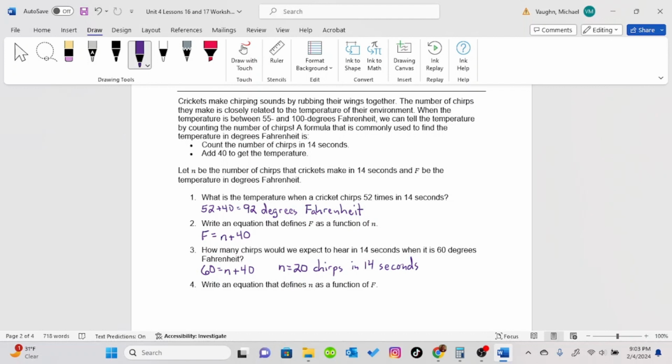And number 4, write an equation that defines N as a function of F. To do this, we would take the original equation, subtract 40 from both sides, and get an equation that says N equals F minus 40. So now we have the inverse.